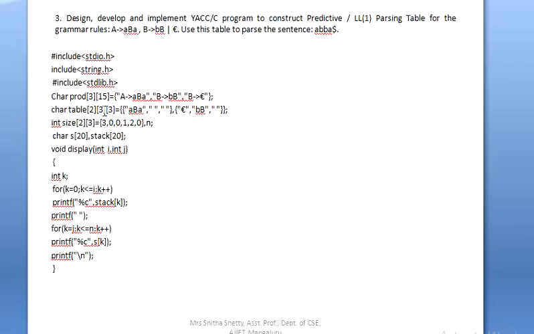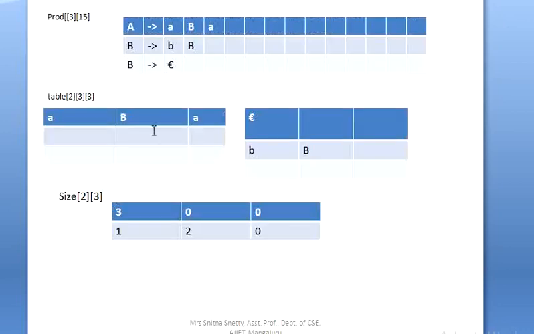Please try to understand this, students. Table 2 3 3 means there are two arrays and each array contains 3 rows, 3 columns. So let me show you here. There are two tables and each table contains 3 rows, 3 columns. So this is the table array.